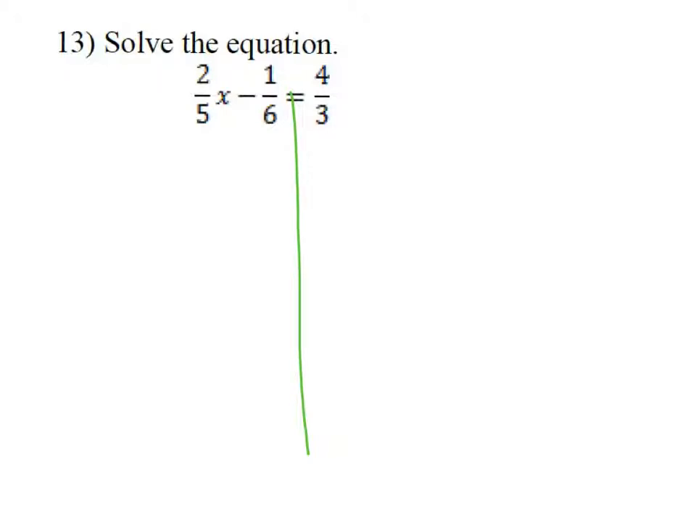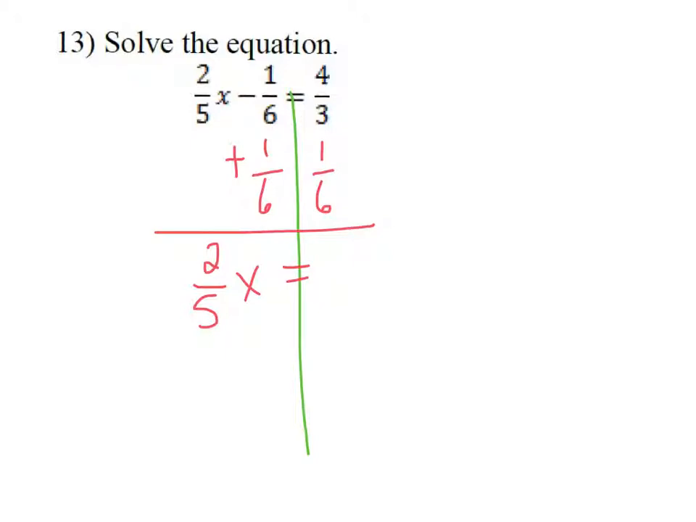I have 2/5 times x minus 1/6. The first thing that I need to undo is the minus 1/6. To undo minus 1/6, we add 1/6 to both sides. On the left side, this leaves me with 2/5 x.